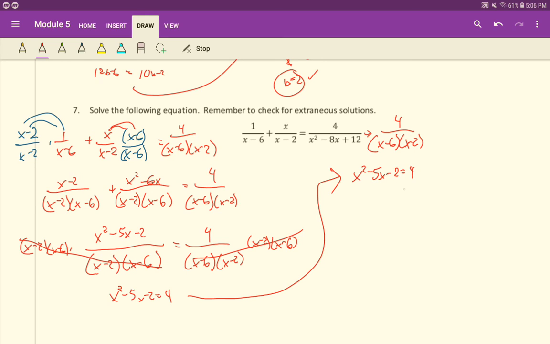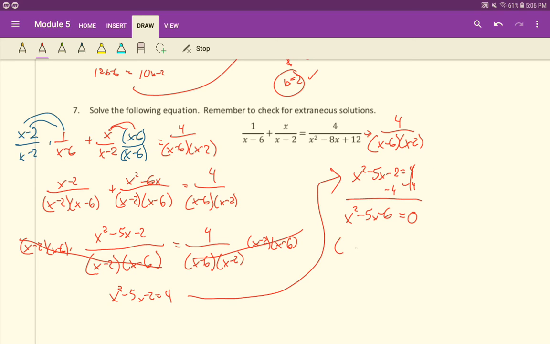the first thing we can try is to see if it factors. But before we factor this thing, we need to make sure it's equal to what number over here? Not 4, right? It needs to be equal to 0. So we'll subtract 4 on both sides. We'll get 0 there, x squared minus 5x and then minus 6. Does this factor? It does.